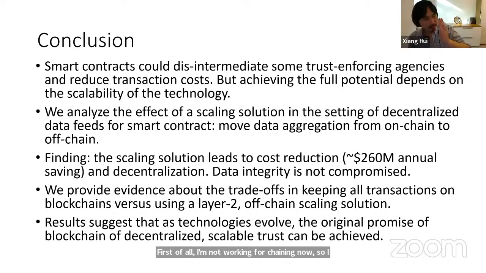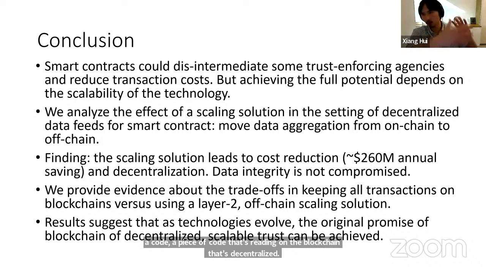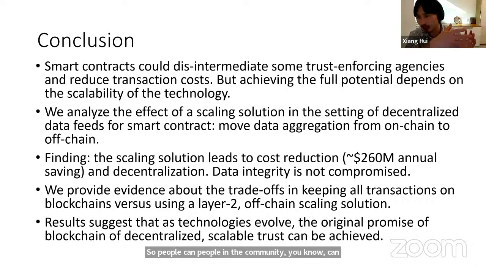I know they are moving towards that direction, in the sense that their selection algorithm for choosing service providers and so on is all codifiable. So ideally, it could be a piece of code written on the blockchain that's decentralized. People in the community can vote on what the code should be, and people can make changes.